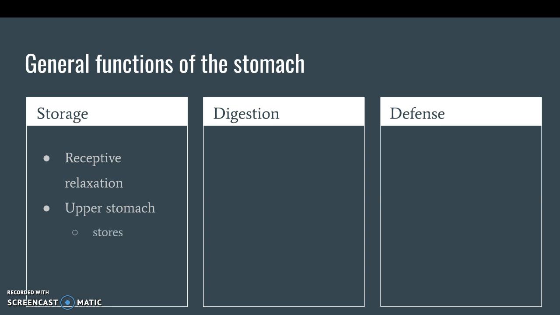The upper stomach is the actual part of the stomach that stores the food, so the proximal stomach stores the food. The distal stomach is what actually does the digestion, which is intuitive now in hindsight, but I thought that was interesting when I was doing research for this presentation. That's something I didn't know before.